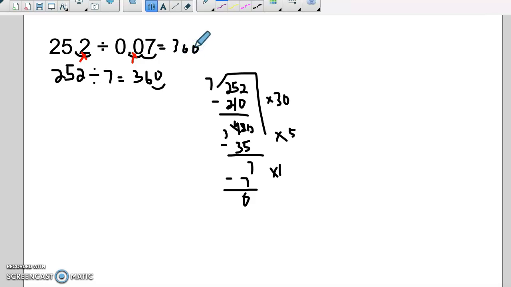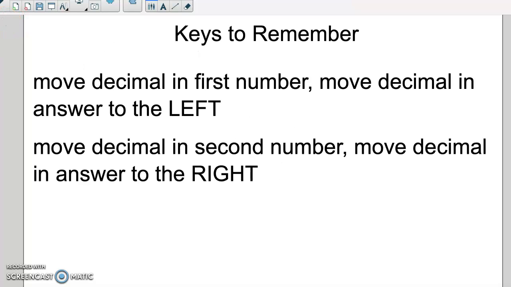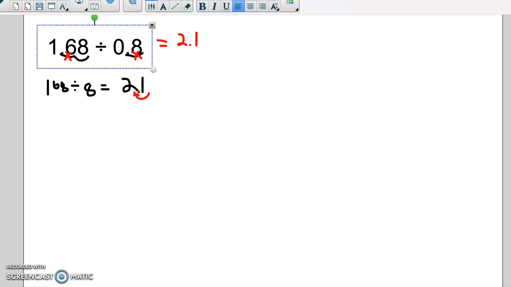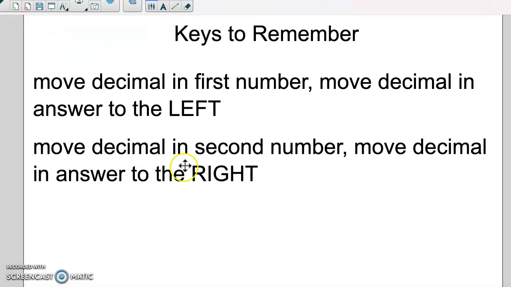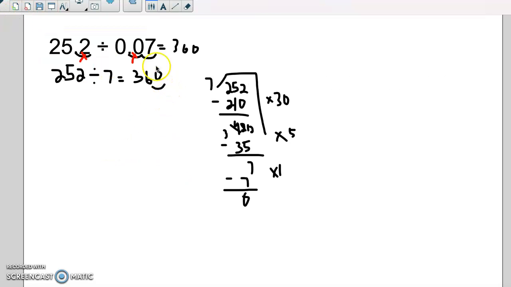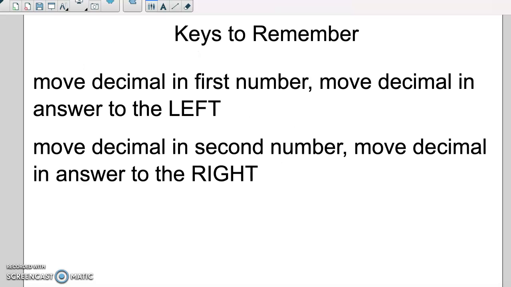Okay? Again, if you need to rewatch that, rewind the video and listen to it again. See if it sinks in a little bit better. So the keys to remember here, guys, if you want to take a screenshot of this, pause the video and write this down, go for it. If you move the decimal in the first number, you move the decimal in the answer to the left, just like we did here, right? We moved it in the first number, so we moved it to the left. If you move the decimal in the second number, right, like we did here, then when you have your answer, you move the decimal to the right. Okay, those are the keys to remember.